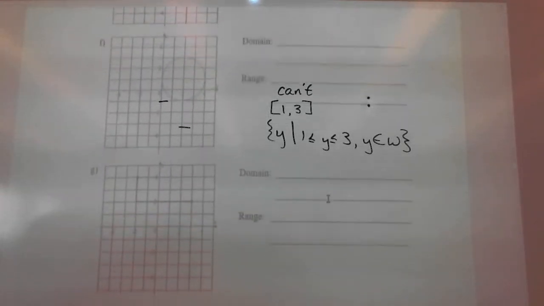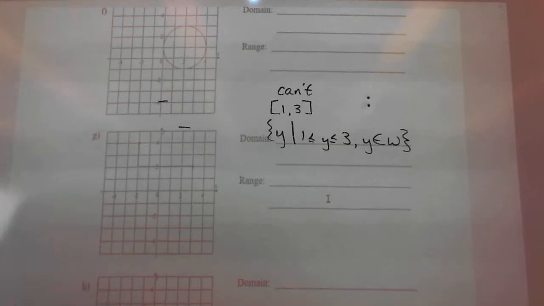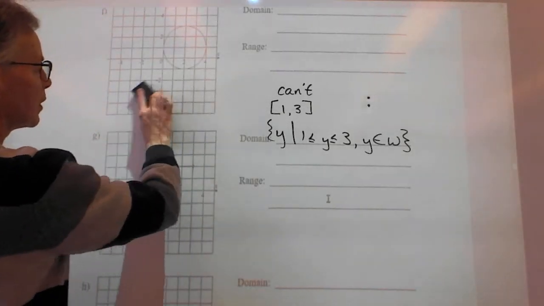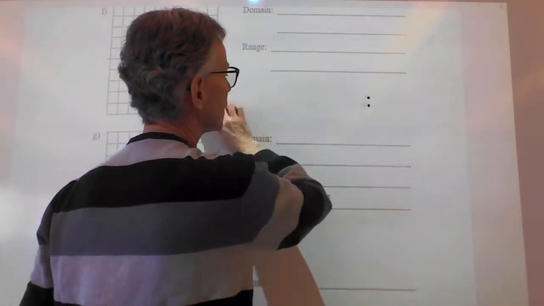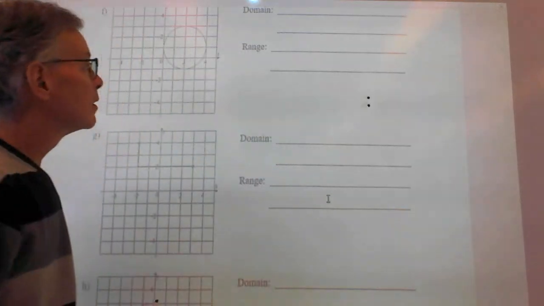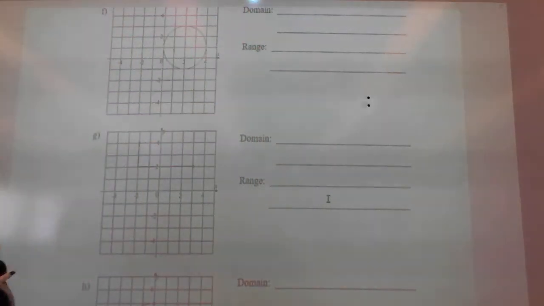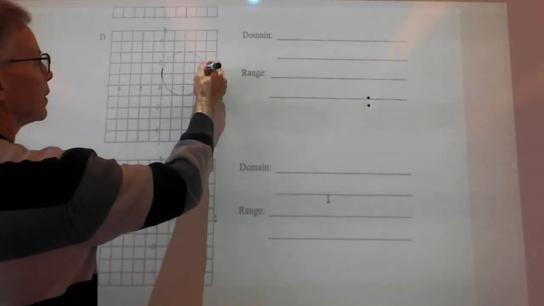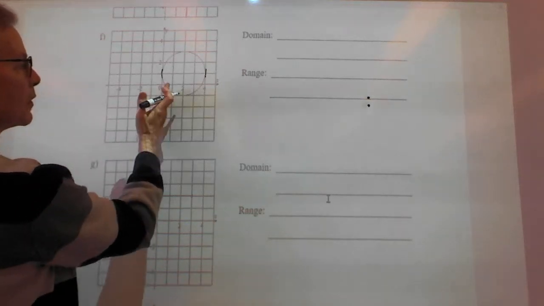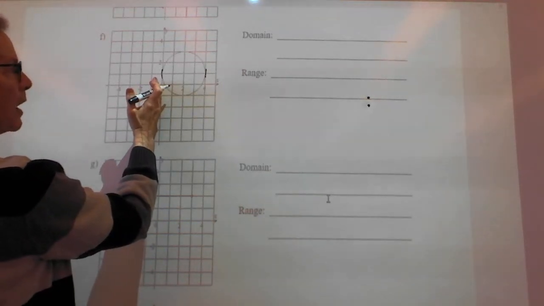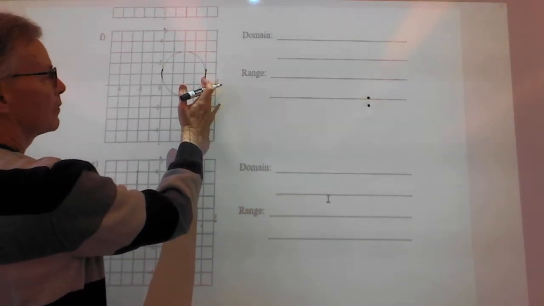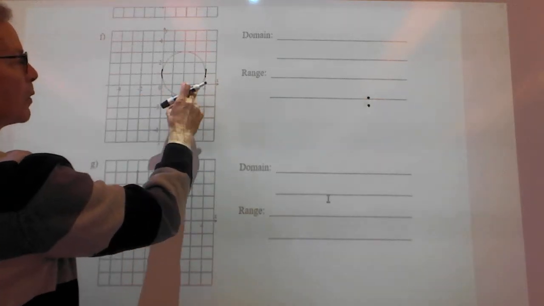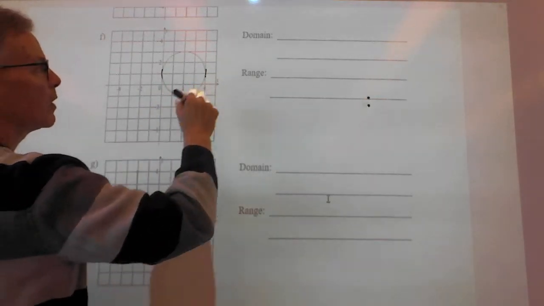Why don't we try F? Because it's a little weird. It's a circle, and that sometimes can throw people off. But remember, for our domain, we're simply looking for what are our extremes to the left and to the right? So what's the furthest x value to the left and the furthest x value to the right? And those parameters are at 0 and 4.